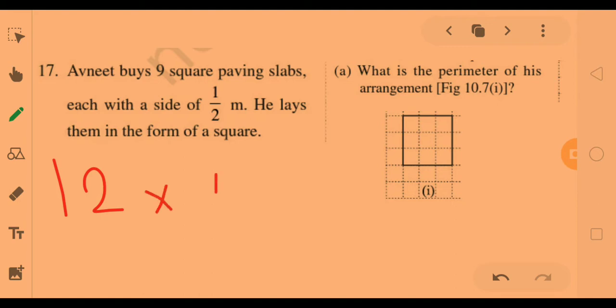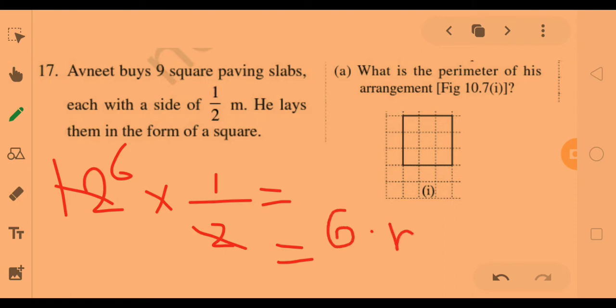Each measures half meter. So we know that perimeter is the length of the boundary, the length of the edges. So we count the total number of edges. So 12 times half. We know each tile measures half meter. So there are 12 half meters. By adding them together, we will get the perimeter of the shape. 12 times half, we know that 2 into 6 is 12, so we will get the perimeter as 6 meter. So 6 meter is the perimeter of this arrangement.